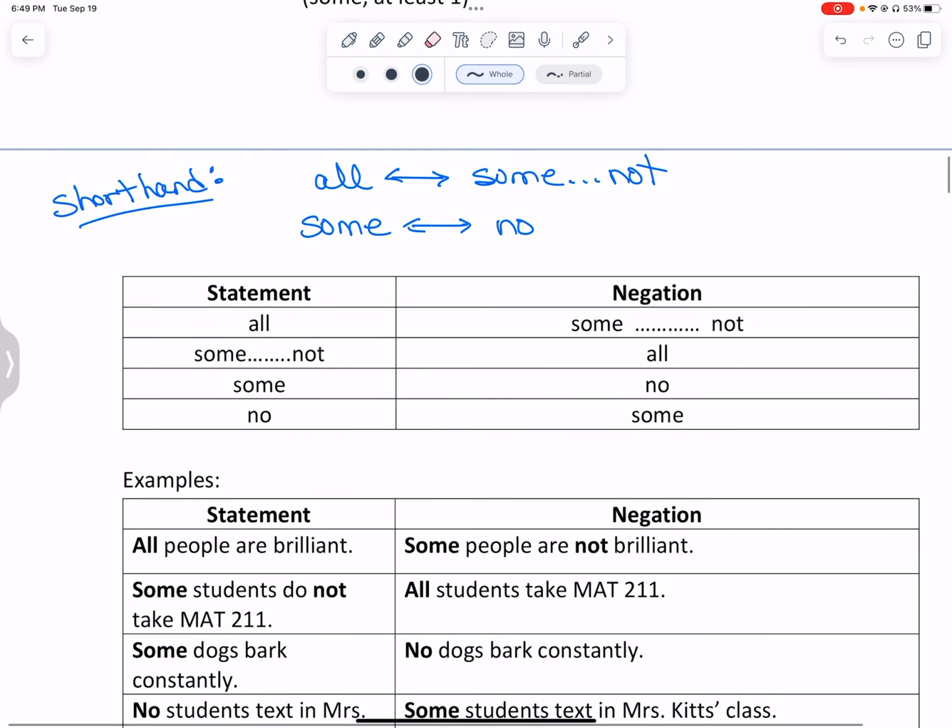So all, to negate it, you do some are not. And if you do some are not, then you go back to all. Or some, you negate it by saying none. And if you say none, you negate it by saying some.